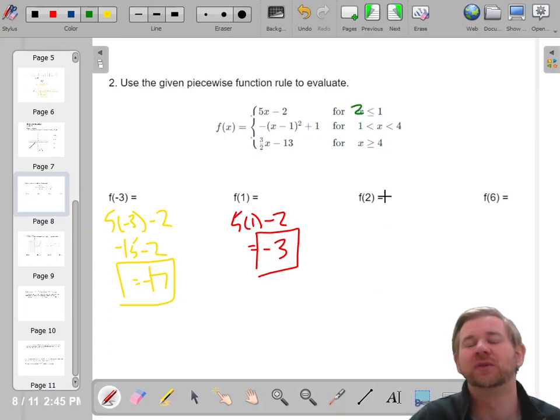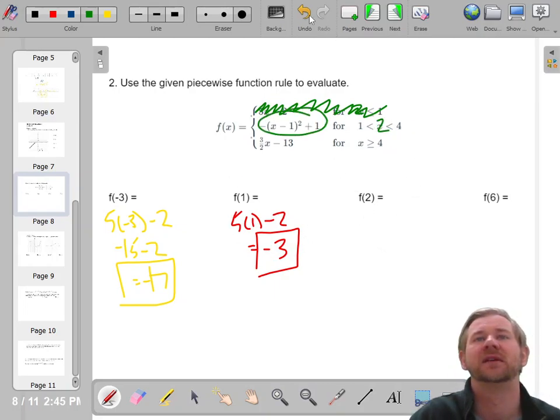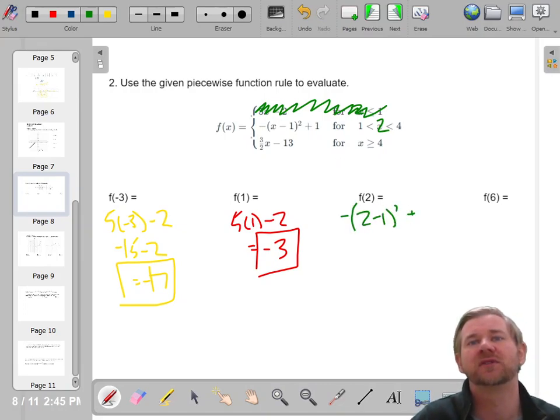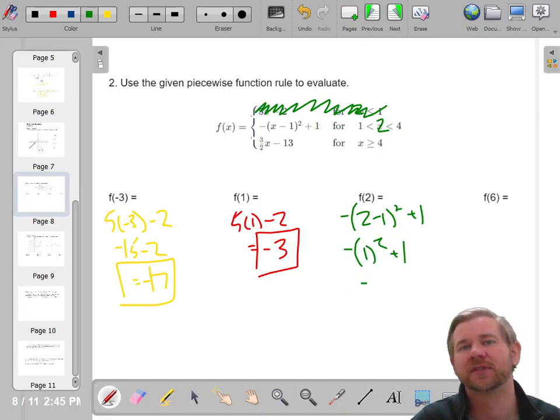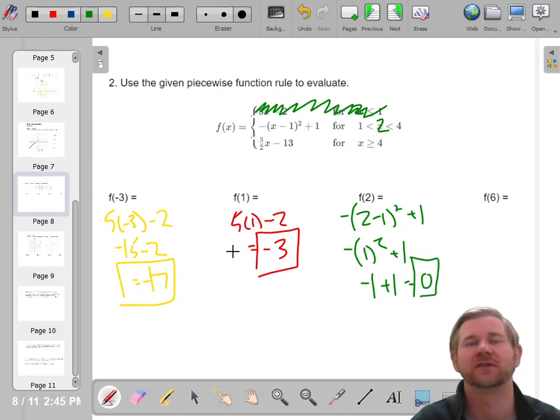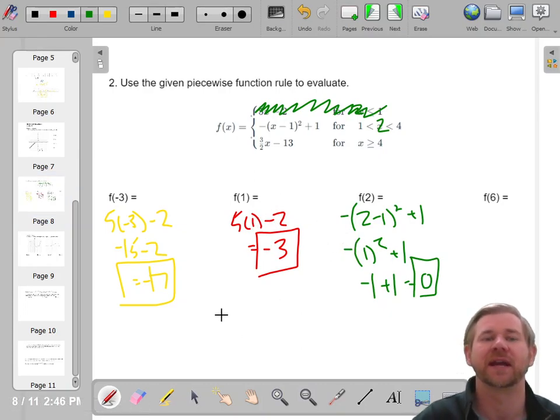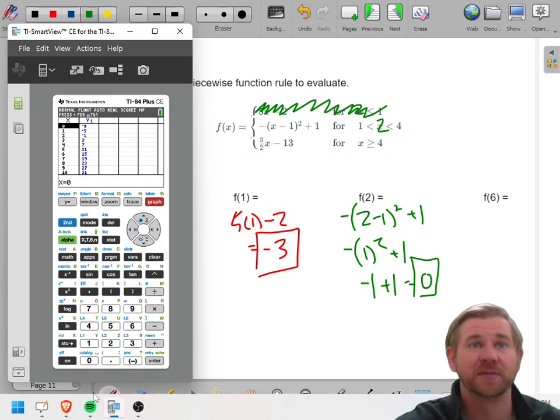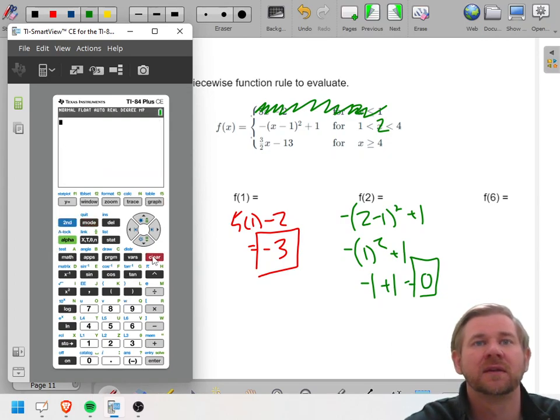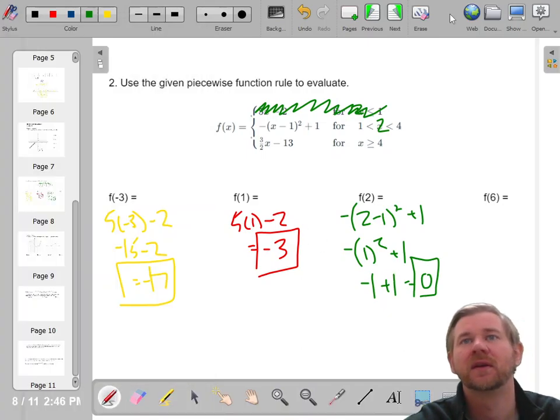F of 2. Is 2 less than or equal to 1? No, we're not using this piece anymore. Is 2 between 1 and 4? Yes. So we're using this piece. The opposite of 2 minus 1 squared plus 1, the opposite of 1 squared plus 1 is, the opposite of 1 plus 1 is 0. So this one comes out to be 0. Okay, kind of tricky with the signs, but you can plug that straight into your calculator. If you've got your calculator to help you, just as a reminder, plug that in. The opposite of 2 minus 1 squared plus 1 is 0. Good. All right. One more.